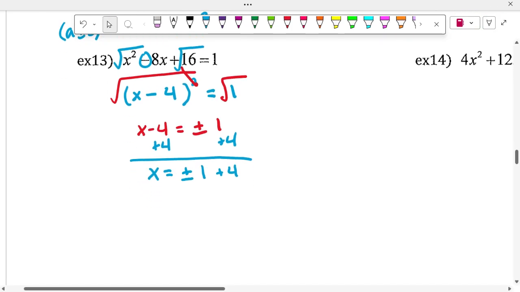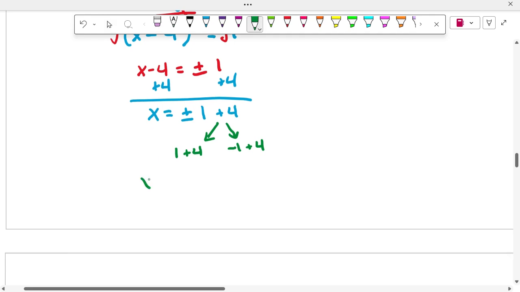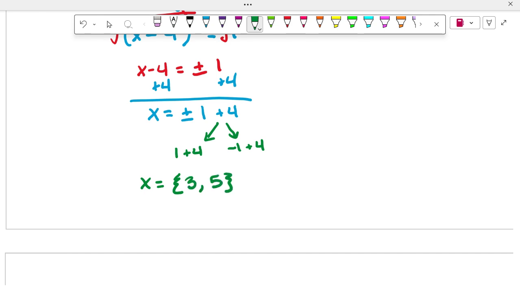Aren't those two rational numbers? Yep. So I can split them apart and get two answers. So I have 1 plus 4, negative 1 plus 4. So x is equal to what? 3 and 5. 1 plus 4 is 5. Negative 1 plus 4 is 3. So there are my two answers.